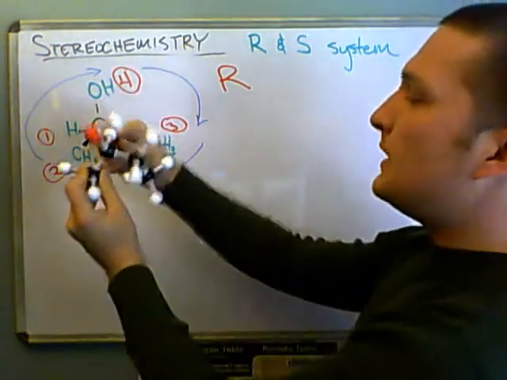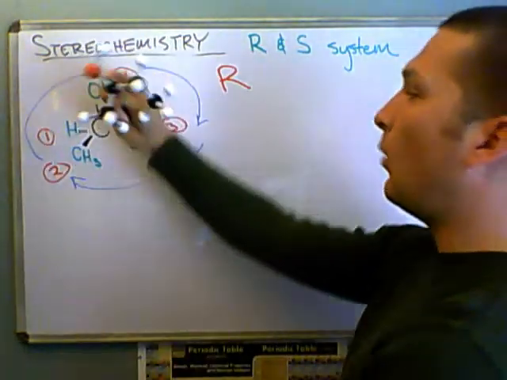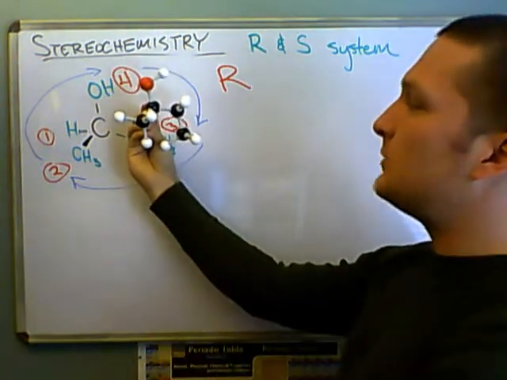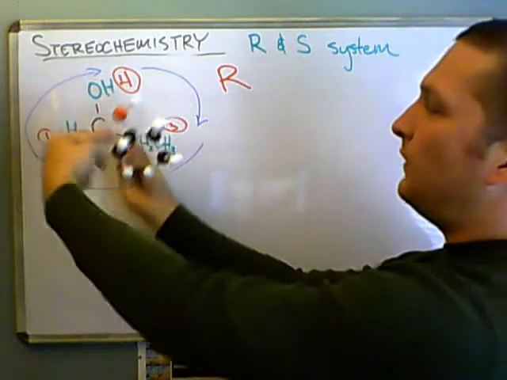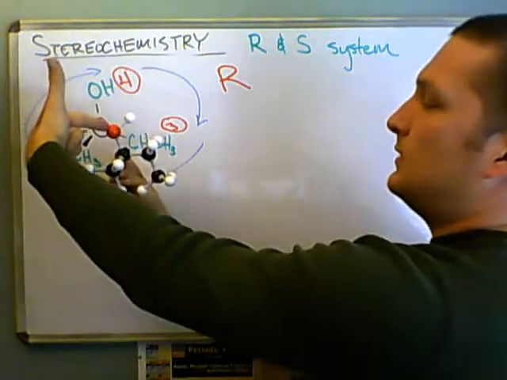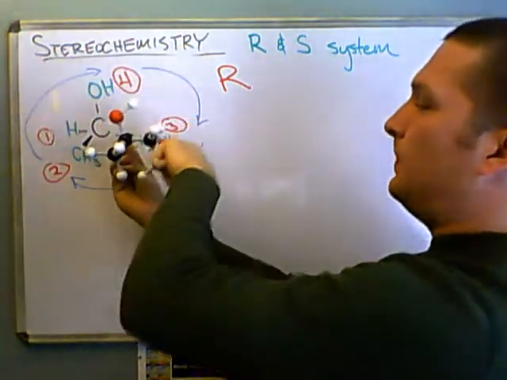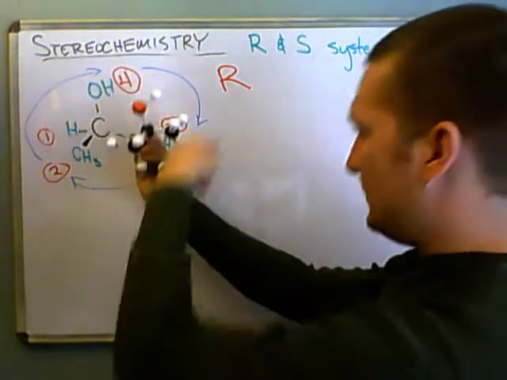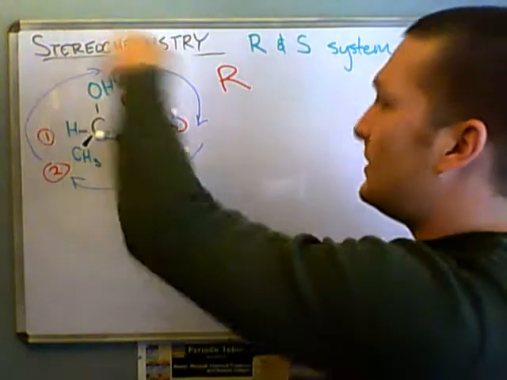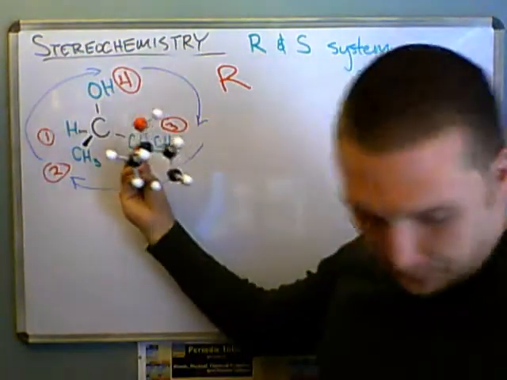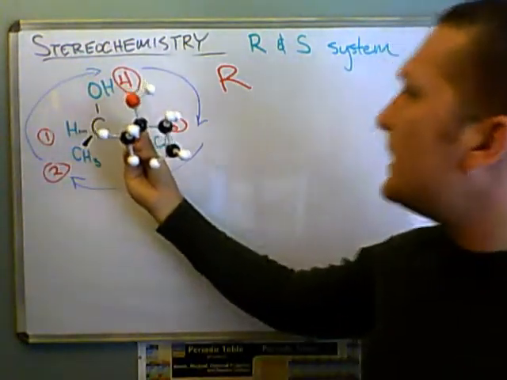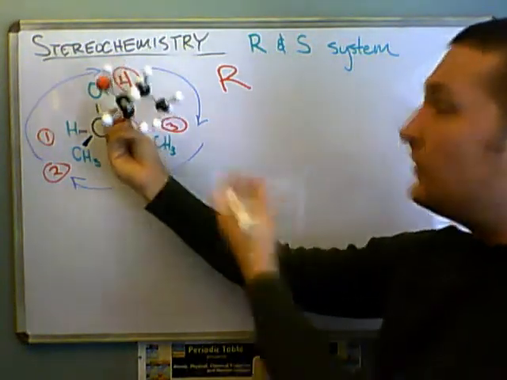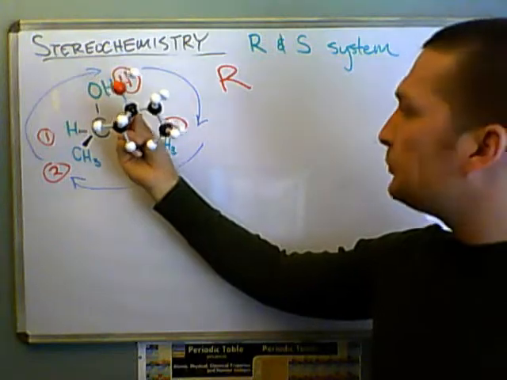So once we've rotated the least priority away from us, then we count from the highest priority to the least priority. And we found that OH was the heaviest, and then the ethyl group, and then the methyl group. And since I'm looking at that, that's in a clockwise direction, that gets R for rectus or right-handed. So the configuration is R for this.